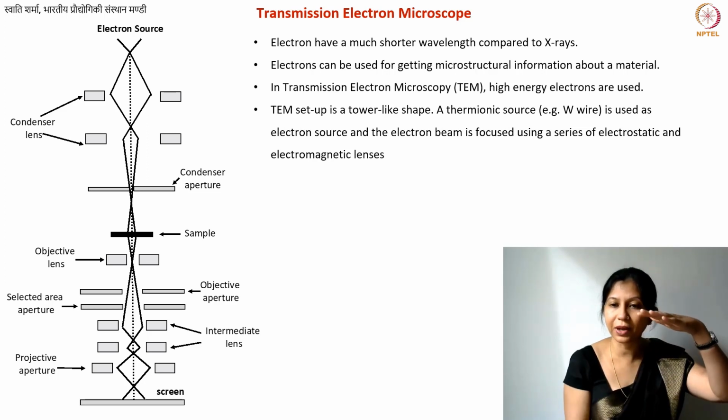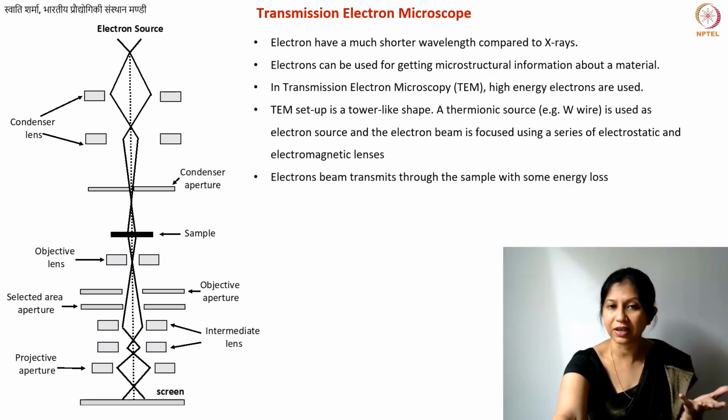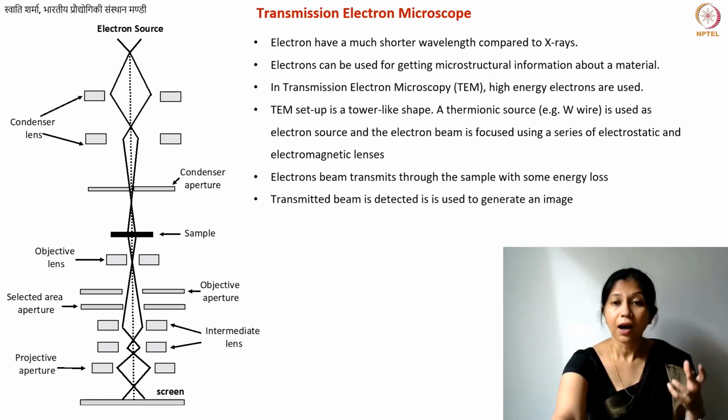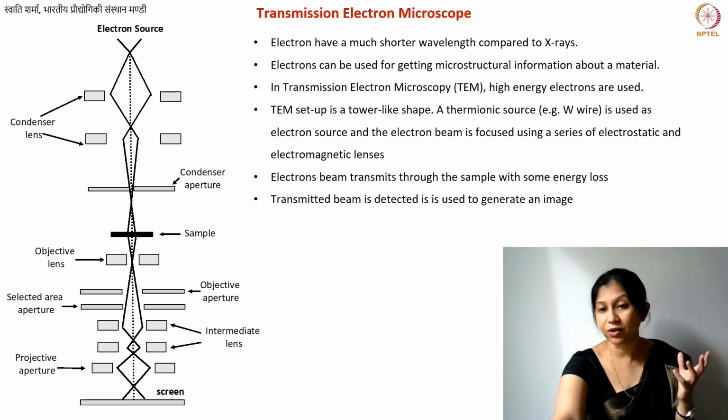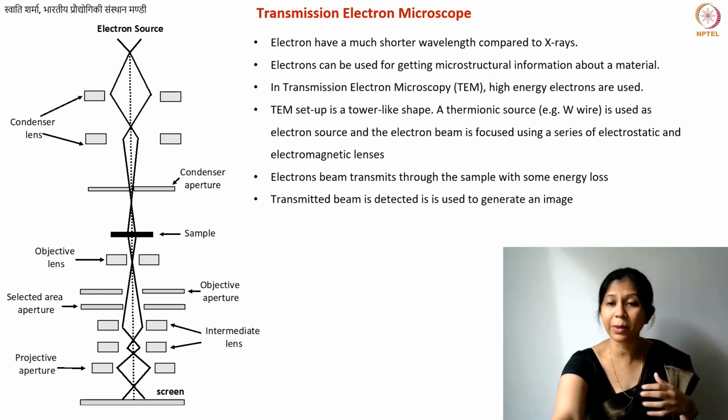transmits through your sample, and at the bottom you have a screen or a detector where you form the image. So this is the fundamental principle. Basically, you're using a beam of electrons for imaging purposes. However, you should know that not all the electrons will just transmit through your sample. There may be some back scattering and so on, and also definitely some electrons will damage your sample.